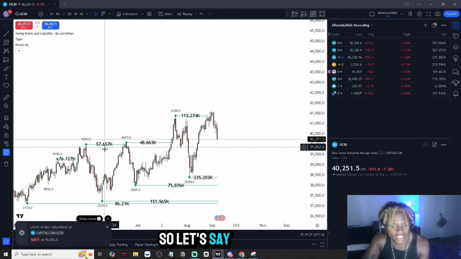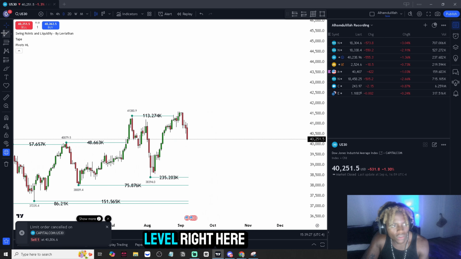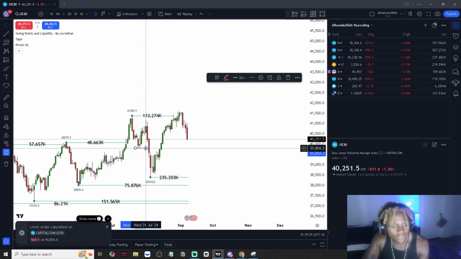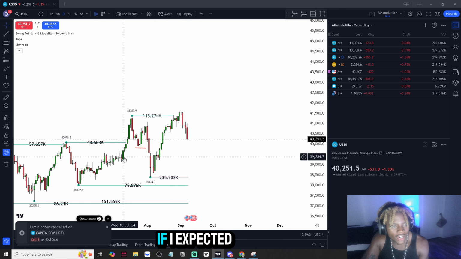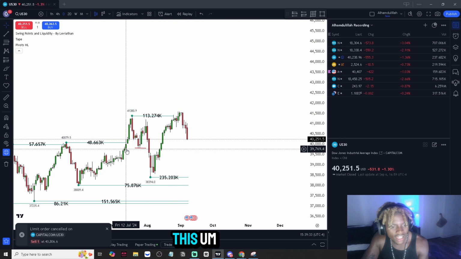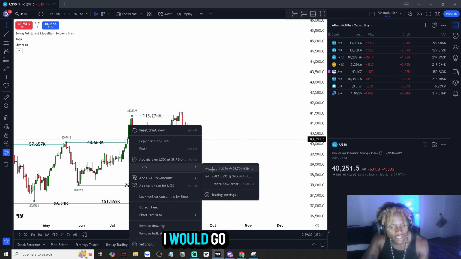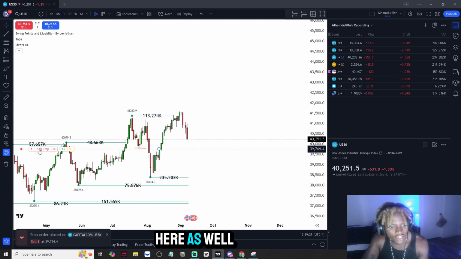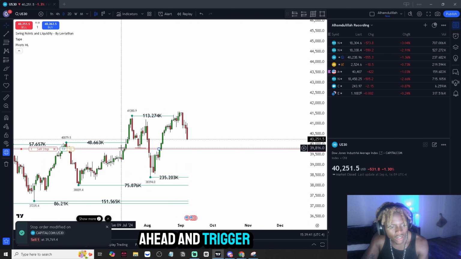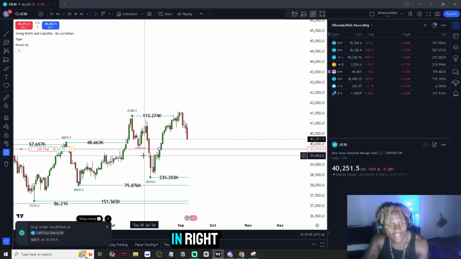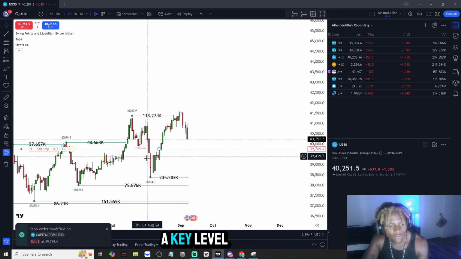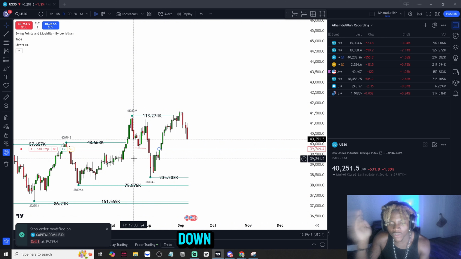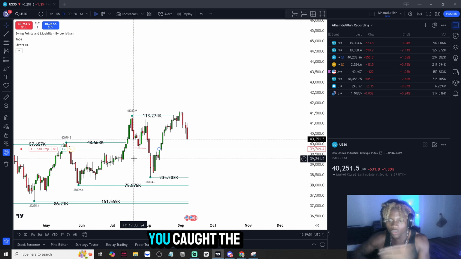So let's say this key support level right here, right? Boom. So this key support level right here, if I expected a breakout of this, I would right click it and put trade. And you could also put a sell limit order down here as well. And it'll go ahead and trigger as soon as price decides to clip past this key support level and enter me in. Right? Because most of the time, if a key level gets broken, then it'll go ahead and travel down in the continuous way in which you caught the breakout.